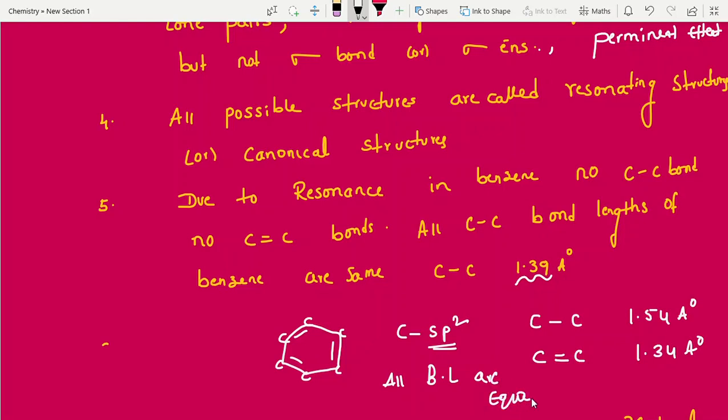Due to resonance. This is one of the most important questions. A C-C single bond shows 1.54 and a C=C double bond shows 1.34, but benzene shows 1.39, meaning it has both single and double bond character, in resonance.